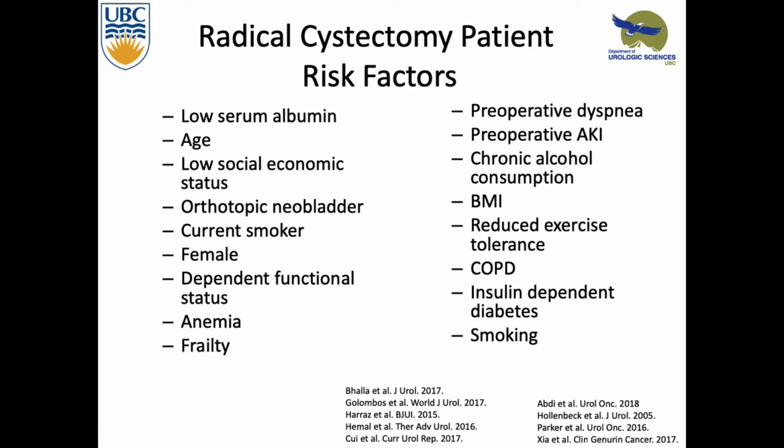So if we look at the patient, there are many risk factors in radical cystectomy cohorts that have been shown to be negative prognostic factors. Low serum albumin, older age, low socioeconomic status, orthotopic neobladder, current smoker, female, dependent functional status, anemia, frailty, perioperative dyspnea, preoperative AKI, chronic alcohol consumption, elevated or reduced body mass index, reduced exercise tolerance, COPD, insulin-dependent diabetes, the list goes on.